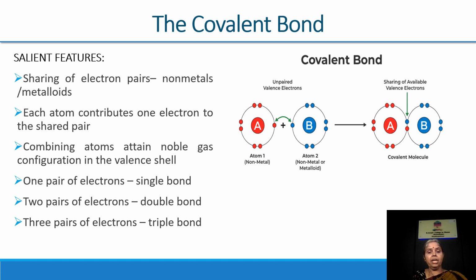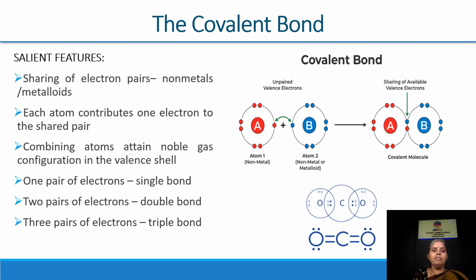In case three pairs of electrons are shared, you have nitrogen as the example. The two nitrogen atoms form the homonuclear diatomic molecule, and the two atoms share three pairs of electrons, resulting in the formation of a triple bond. You can see here the carbon dioxide molecule. There is a double bond between carbon and each of the two oxygen atoms. You can see here there is a double bond.